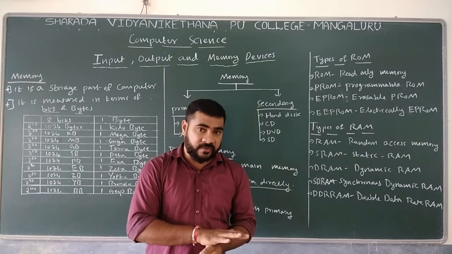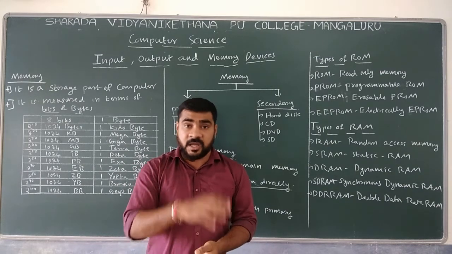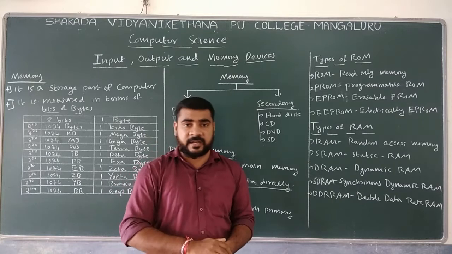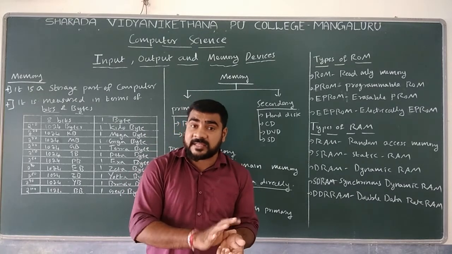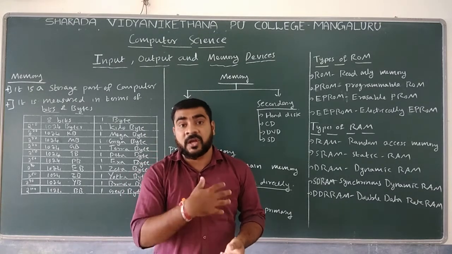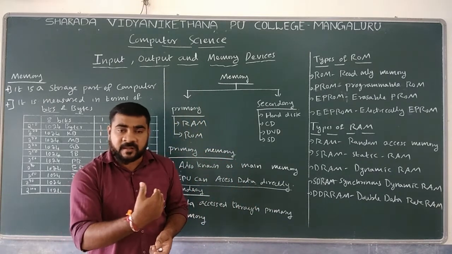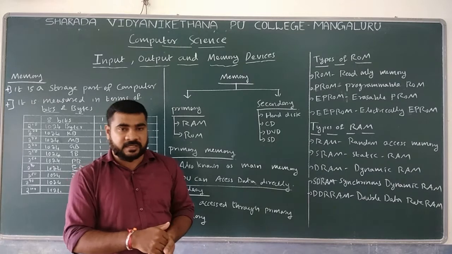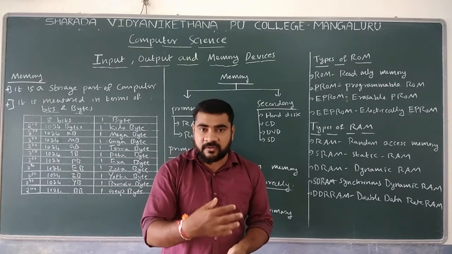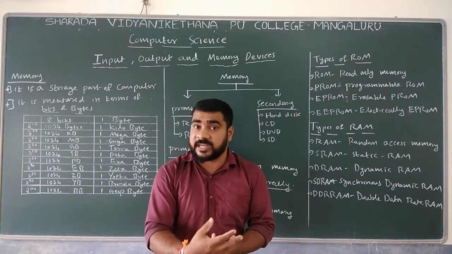That's the main difference. If you go for secondary storage, we access the secondary through the primary memory. The CPU cannot access the secondary storage directly. That is the main difference between primary storage and secondary storage. And remember, through the primary memory, we access the secondary memory.